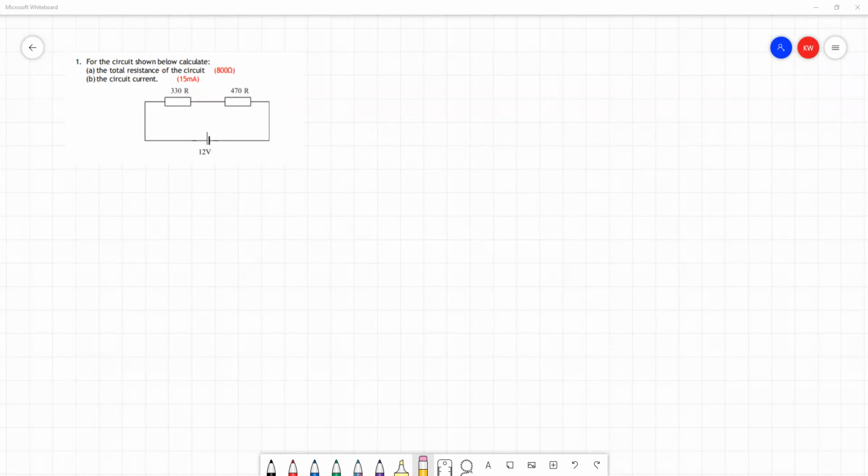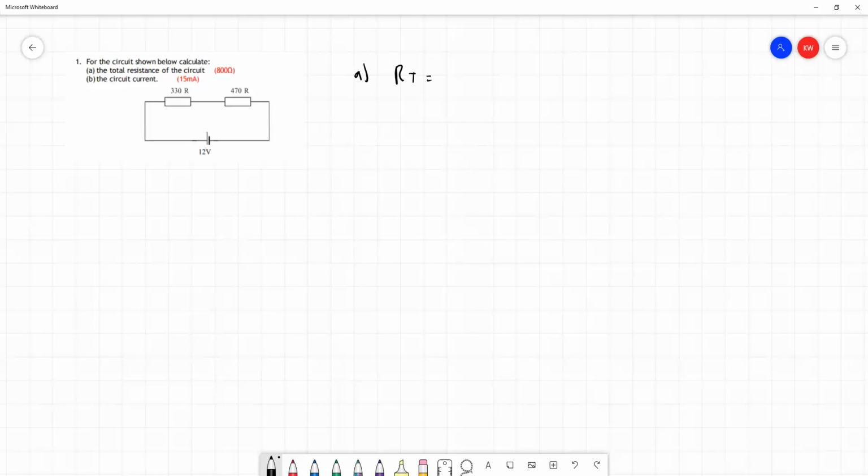So beginning with question 1, we're asked to find, first of all, the total resistance of this series circuit and the circuit current. Using the rule for resistance in a series circuit, in part A, we can say the total resistance is going to be equal to the sum of the two resistances in the circuit.